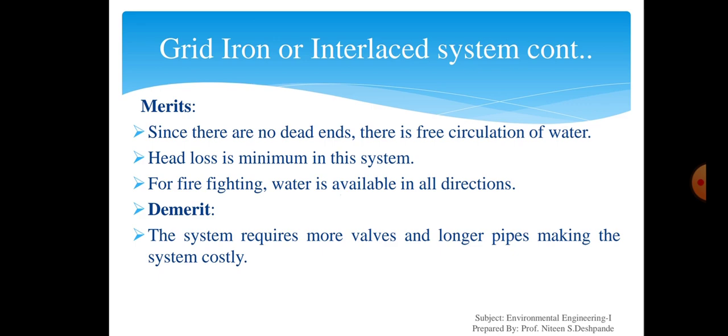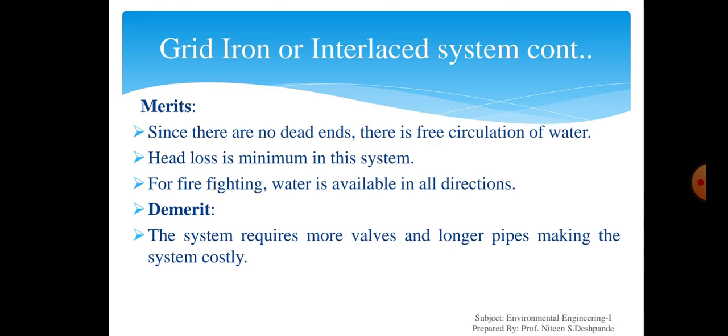So the merits of this system are, since there are no dead ends, there is a free circulation of water. Head loss is minimum in the system. Then for firefighting, water is available from all the directions, and during the breakdowns, water supply can be made from other submains. The demerits of the system are the system requires more valves and longer pipes, making the system costly.